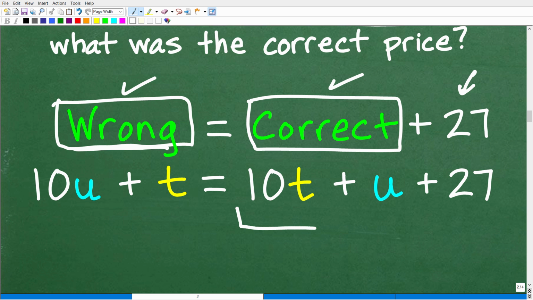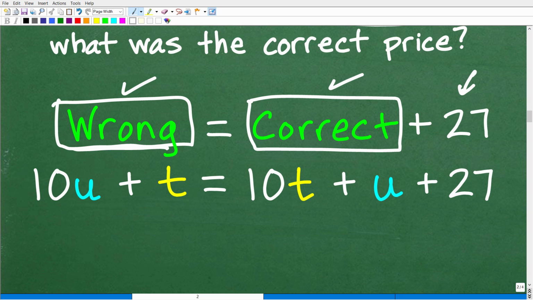Now our correct price is this, right? 10t plus u, but plus 27, is going to be equal to the wrong price. So make sure you understand this setup, and when you are doing these problems on your own, don't rush through these equation setups. Double, triple check your logic because it's easy to make a mistake.